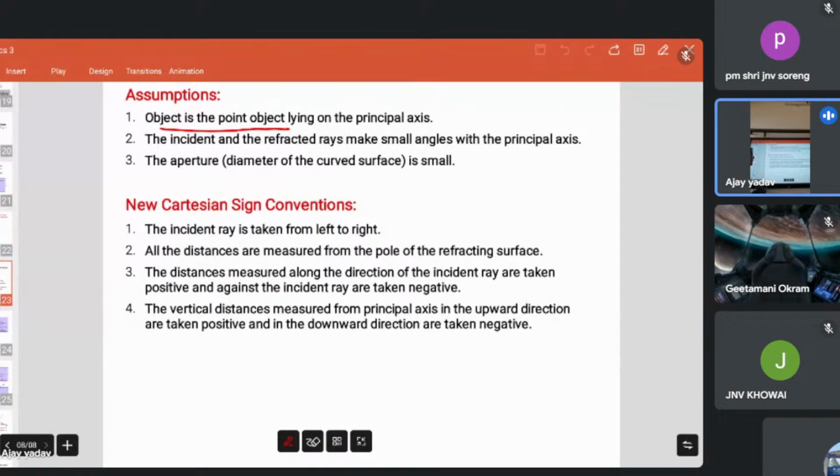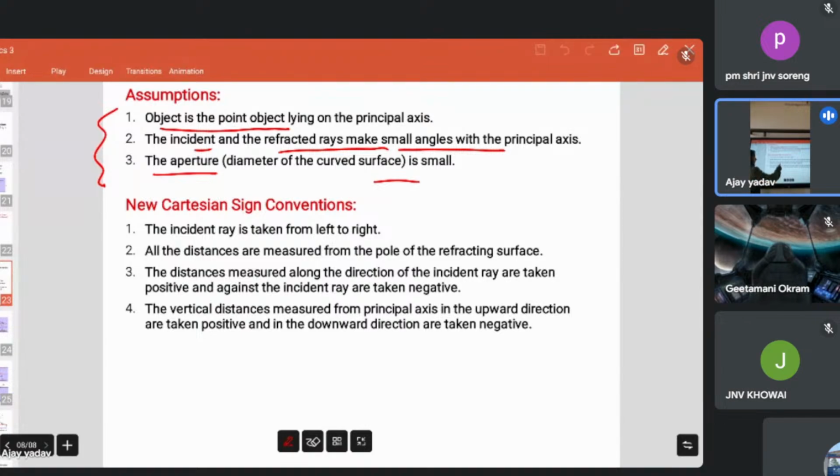Second, the incident and refracted rays make a small angle with the principal axis. As we discussed yesterday, in this chapter in our 12th class course, most of the rays that we discuss are paraxial rays, and paraxial rays make a small angle with the principal axis. Third, the aperture is also small. For paraxial rays, the angle is small and the aperture is small. So these are the assumptions, and this is the Cartesian sign convention.